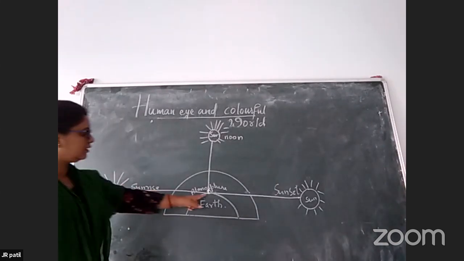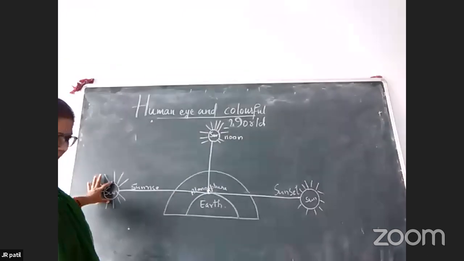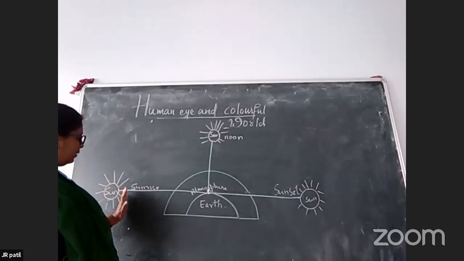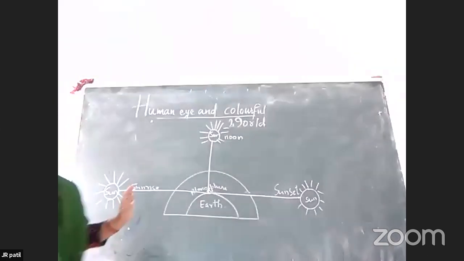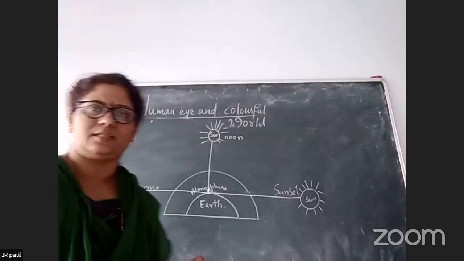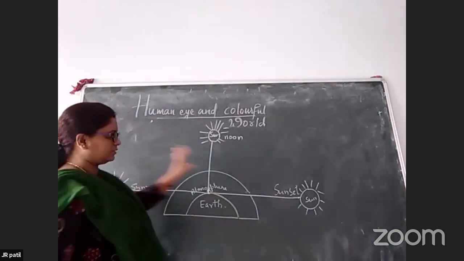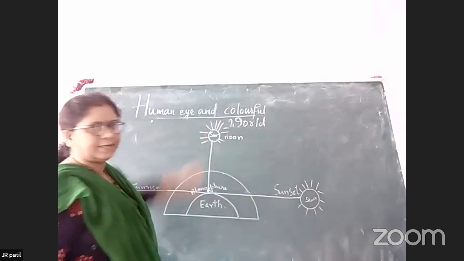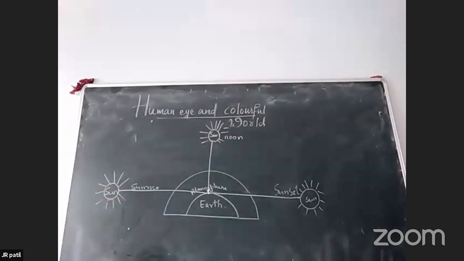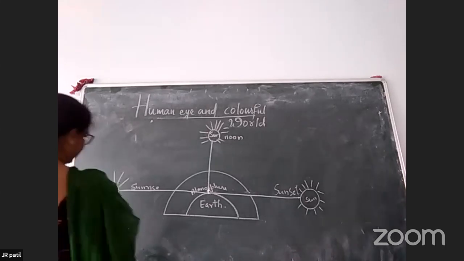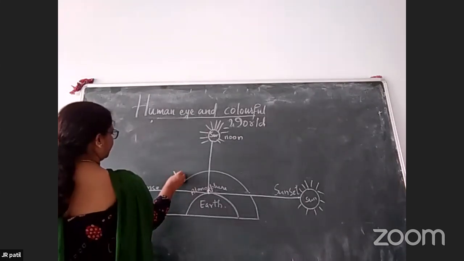Seeing the diagram itself, you can understand. The sun at sunrise and sunset. What color did you see at sunrise? Light red. The sky appears red during sunrise and sunset. But at noon it will appear blue only. Correct? Yes, ma'am. What is the reason, we will see now. Suppose I write with color like this here.